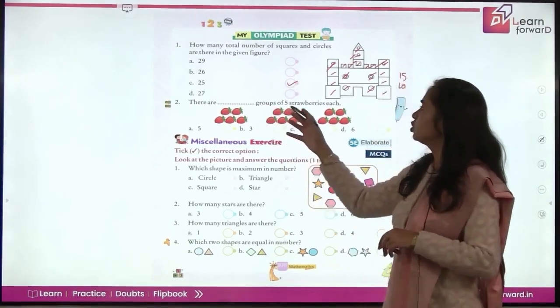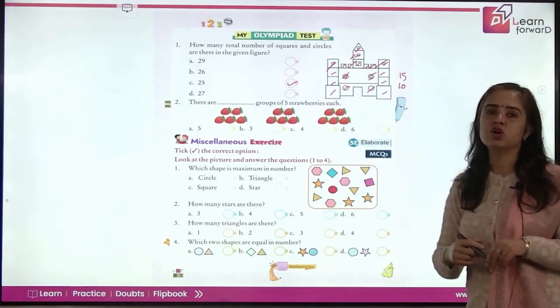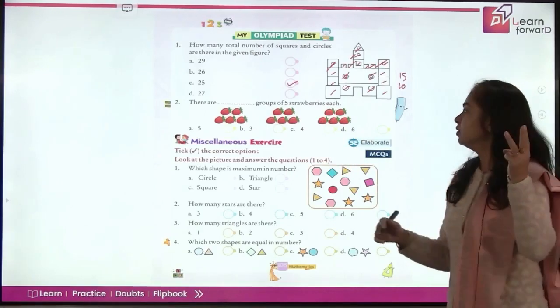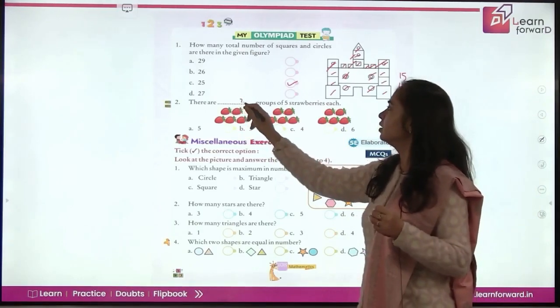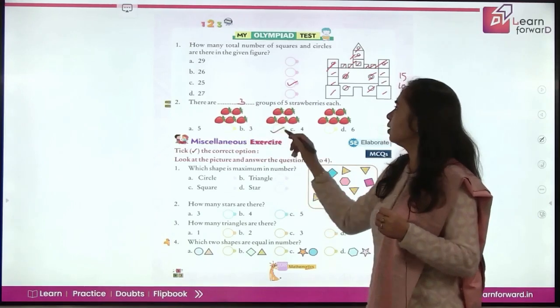There are dash groups of 5 strawberries each. So how many groups do you see here? 3 groups. Yes, there are 3 groups of 5 strawberries each.